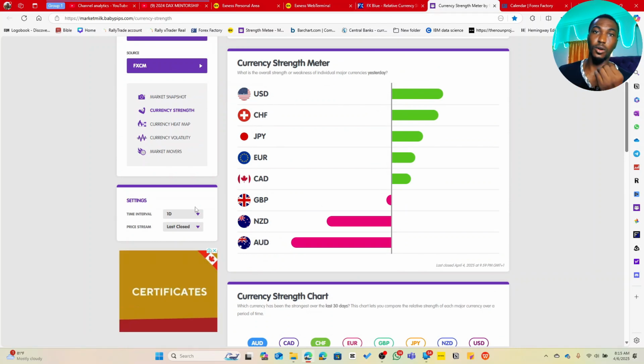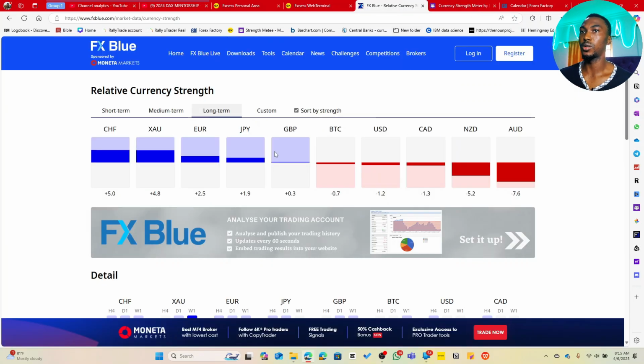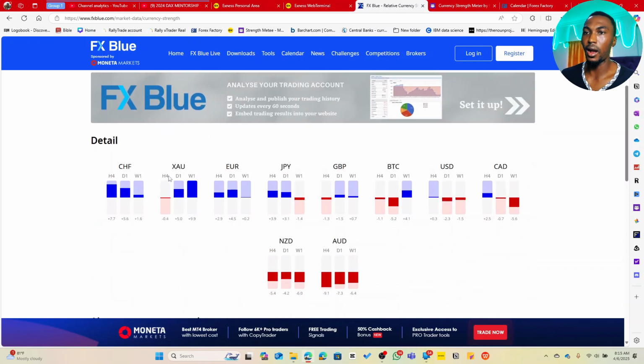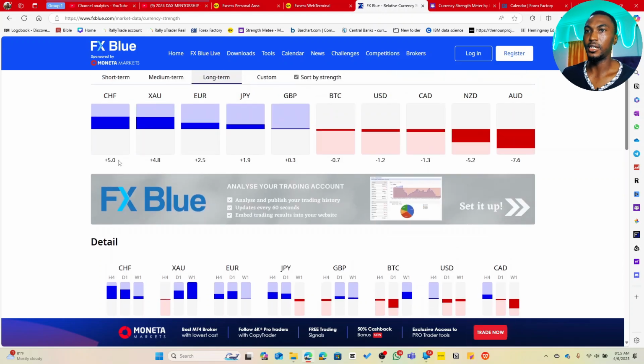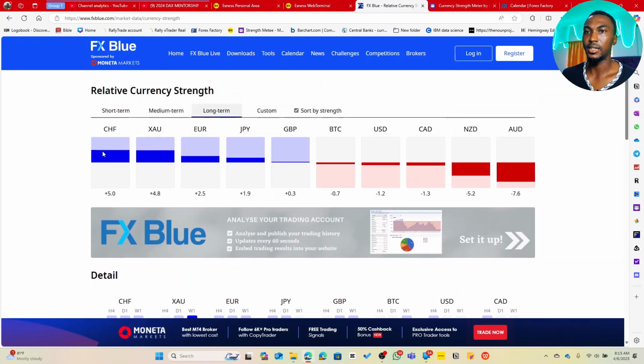I do not need to be doing this all the time. This is why I switched to something called fxblue.com, market-data/currency-strength. The reason why I like this place is it gives me a clean, instant indication of strength by taking the weekly, the daily, and the 4 hours trend and giving me the average of that currency. So you can see these 3 put together, the average is 5, and that is extremely bullish. And right here you can tell right off the bat that the Swiss franc was the strongest move in terms of the long term.